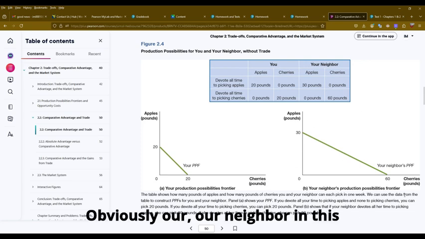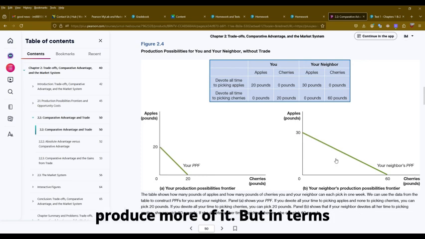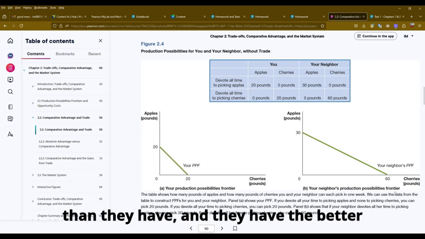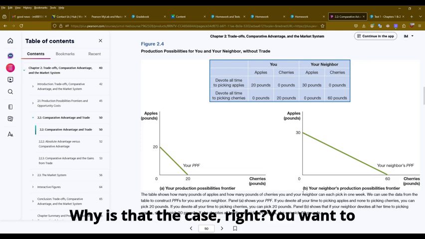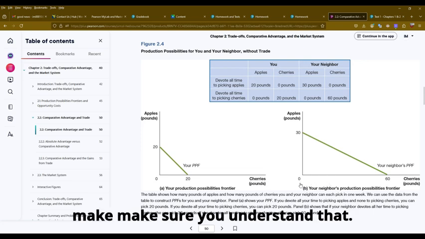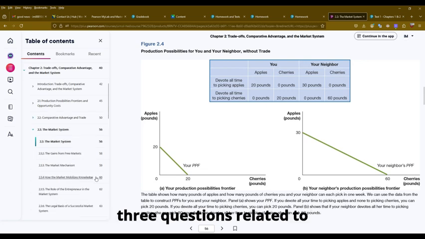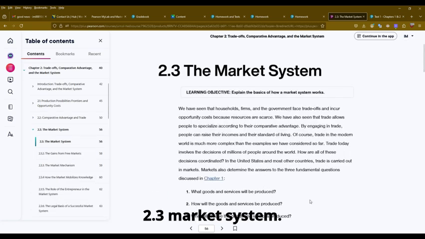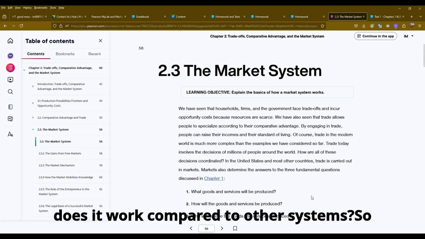Obviously, our neighbor in this situation has an absolute advantage in producing the two goods because they can produce more of it. But in terms of trade-offs, I have a better comparative advantage in producing apples than they have, and they have the better comparative advantage producing cherries. Why is that the case, right? You want to make sure you understand that. And then last but not least, we have 3 questions related to 2.3, the market system. So why do we have a market system and how does it work compared to other systems?